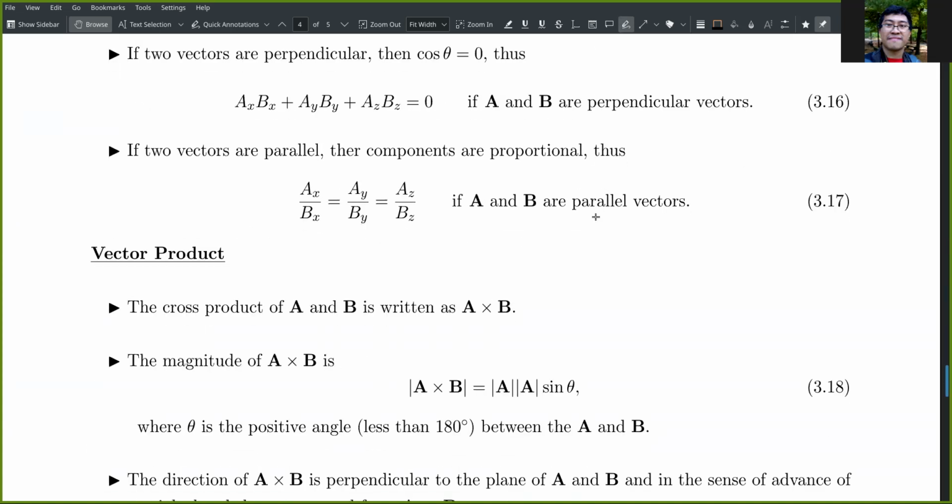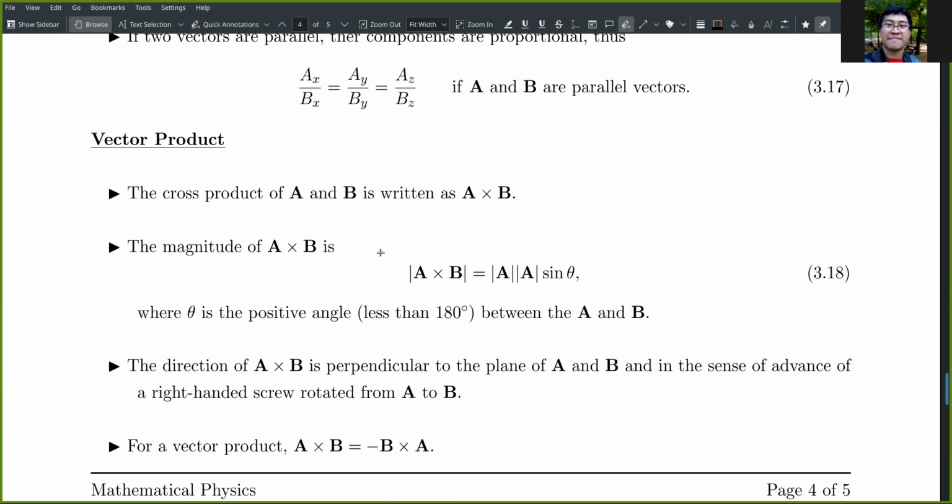If two vectors are perpendicular, then cosine theta is 0, so the dot product is 0. If two vectors are parallel, the components are proportional, so you can write the components like this.